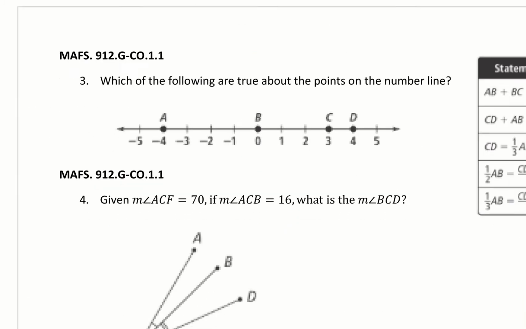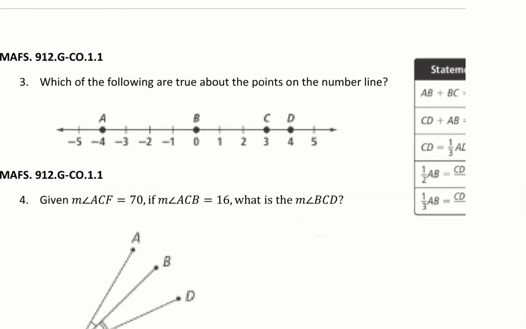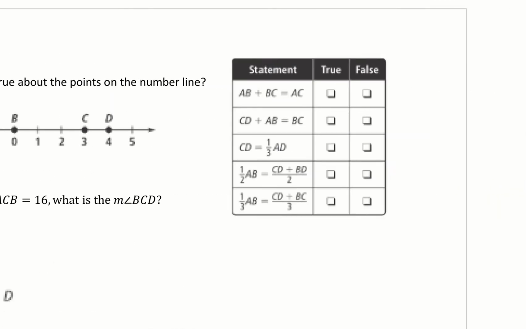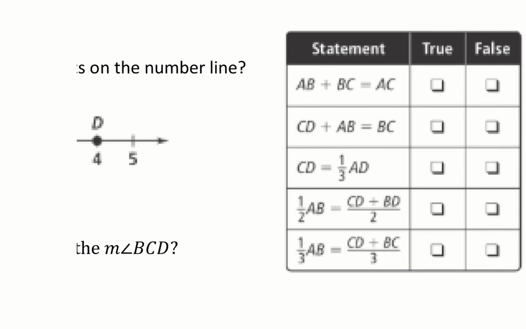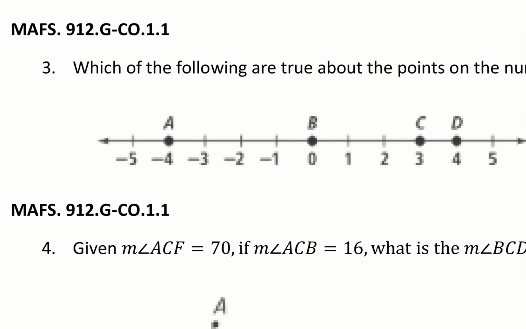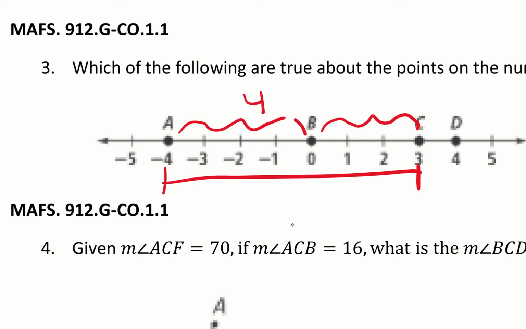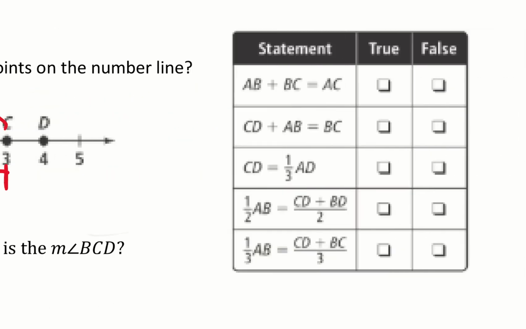All right, so number 3. Which of the following are true about the points on the number line? Okay, so we want here AB plus BC is equal to AC. Is that a true statement or is that false? So AB plus BC equals AC. Is that true? Well, yes. The distance from A to B is 4. The distance from B to C is 3. The distance from A to C is 7. 4 plus 3 is 7. So yes, this is true.